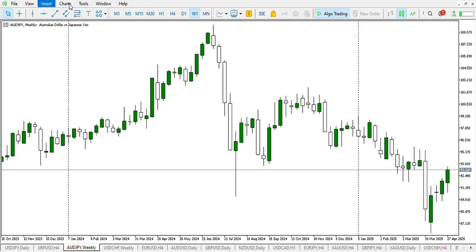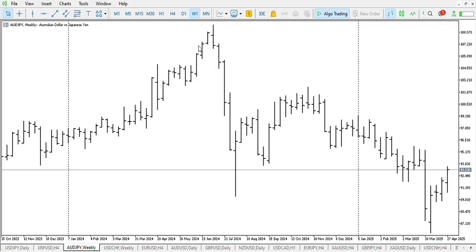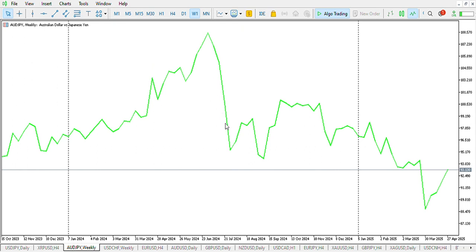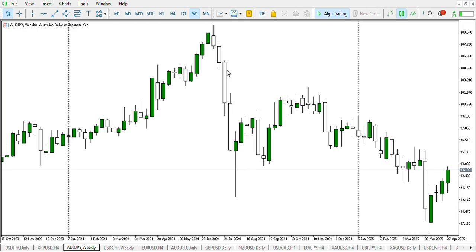So for me, I prefer the candlesticks, as we have the bar chart, which also gives us information as to what is going on in the chart. We also have the line chart, which also gives information of what is going on in the market, and we also have the candlestick. But for me, I prefer the candlestick as it gives me enough clear data, just like what the bar chart and the line chart give. So each trader has his or her own preference.